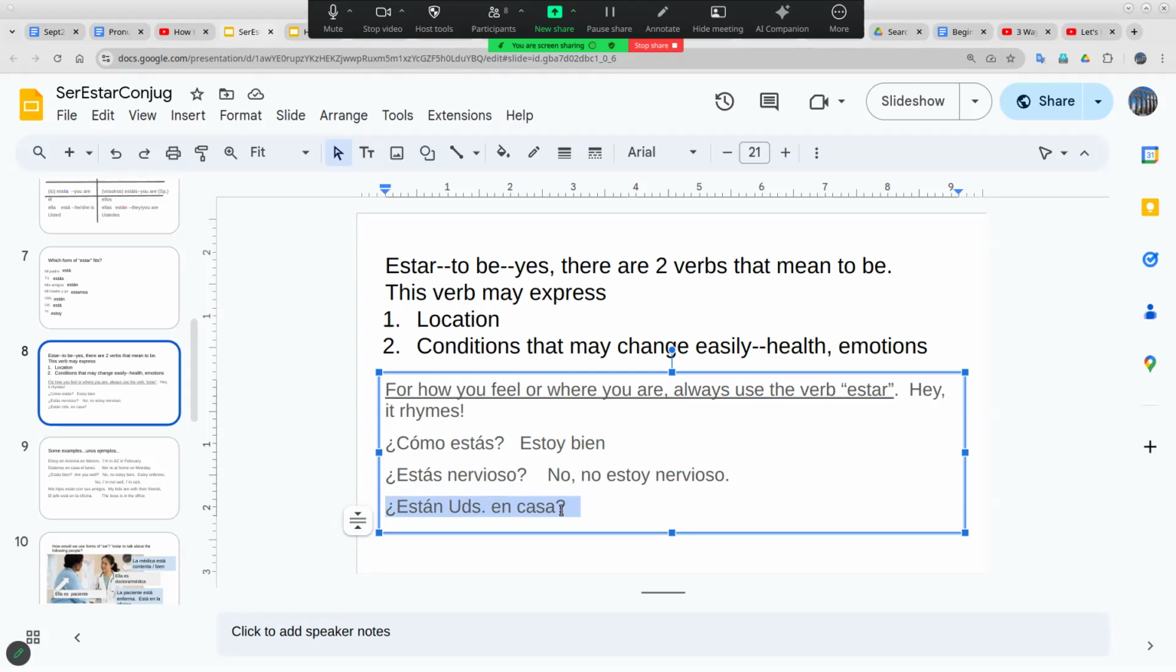¿Están ustedes en casa? En casa means at home, literally in your own house. En la casa is in the house. It could be somebody else's house, but en casa means your home. En casa, en casa. Bien? Okay? Bien?